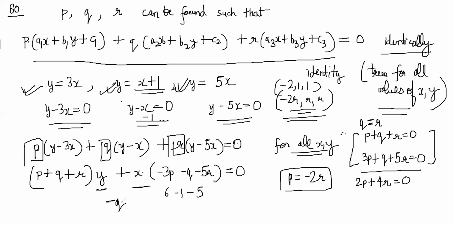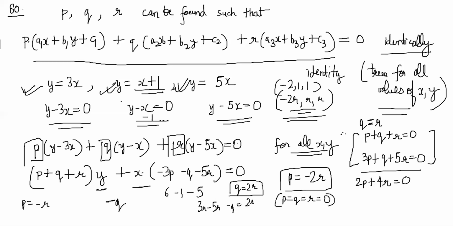Because q will have to be 0. As soon as q becomes 0, p plus r will have to be 0. So p is equal to minus r. And if you do that, q is becoming what now? Minus 3p is becoming 3r, minus 5r minus q. So q is becoming 2r. Q is equal to 2r. So the only point where it happens is p, q, r equal to 0. You understand?